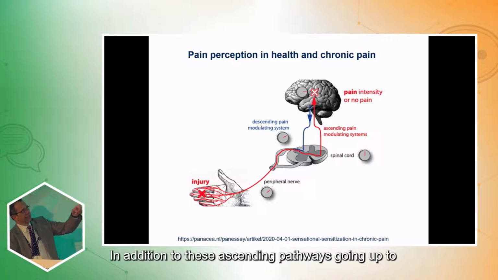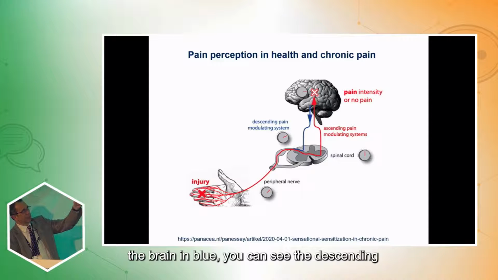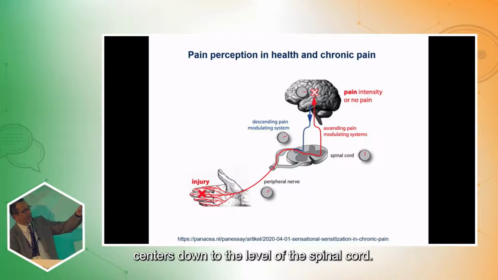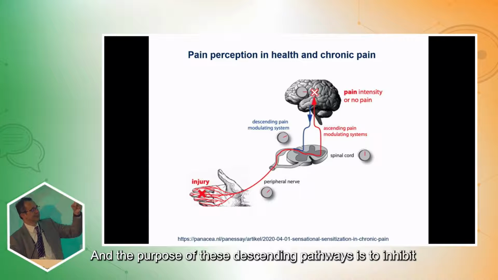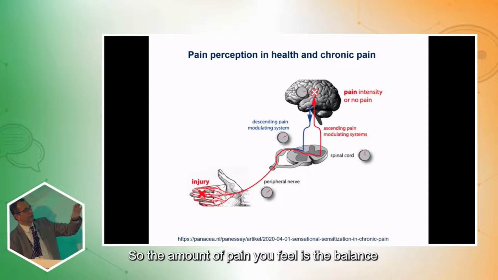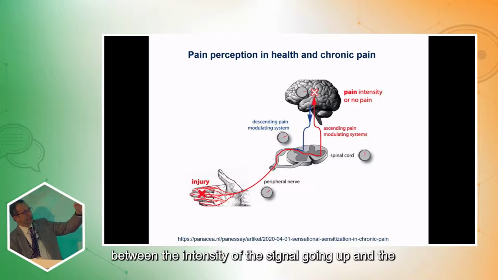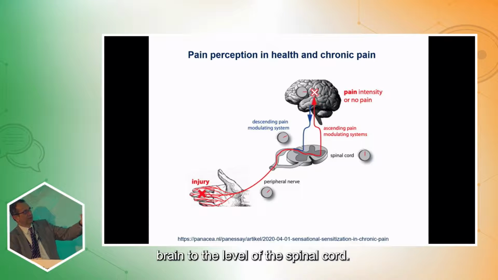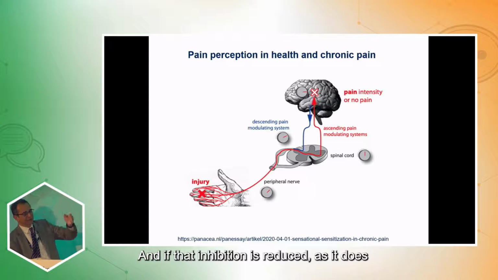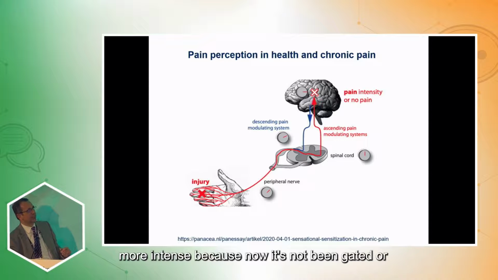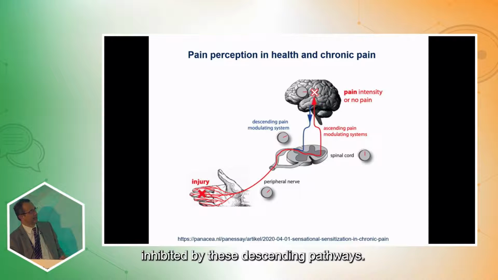In addition to these ascending pathways going up to the brain, in blue, you can see the descending pathways coming from the brain pain centers down to the level of the spinal cord. The purpose of these descending pathways is to inhibit pain signaling at the level of the spinal cord. So the amount of pain you feel is the balance between the intensity of the signal going up and the inhibition of that signal from the top down, from the brain to the level of the spinal cord. And if that inhibition is reduced, as it does happen at times of stress and so on, then the same pain signal can feel more intense because now it's not being gated or inhibited by these descending pathways.